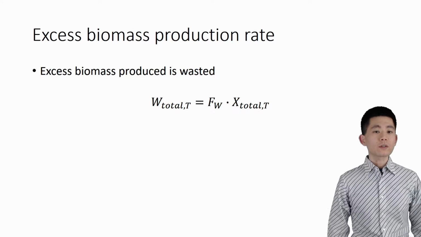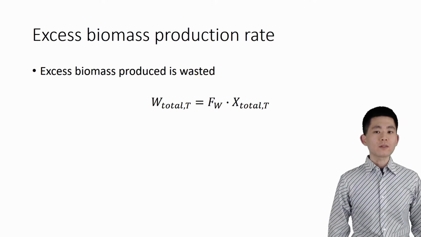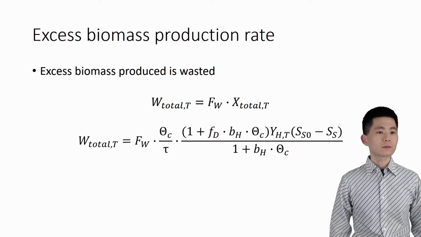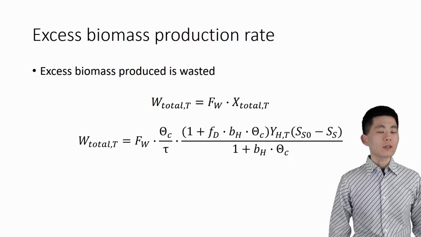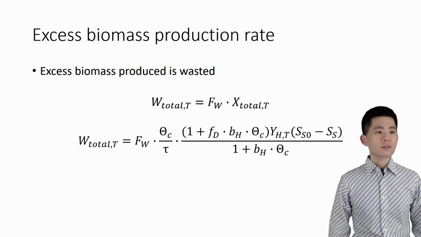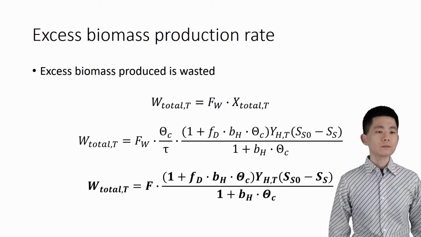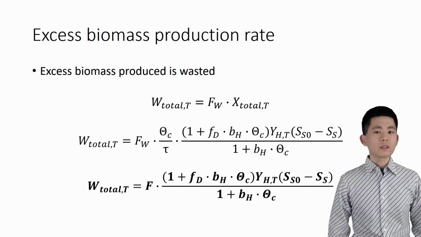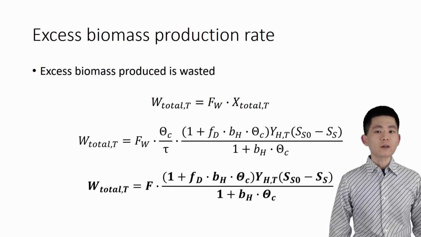First, we can calculate the excess biomass production rate, as it is also how much biomass should be wasted from the reactor. We can substitute the total biomass concentration with the expression we deduced from soluble substrate and debris mass balances from the last class. Because the waste flow rate, Fw, times SRT divided by HRT is the influent flow rate, we can write the expression for excess biomass production rate, whose unit is mass of TSS per time.